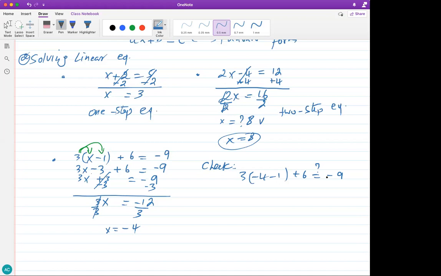All right, so according to the order of operations, where do we start here to simplify? We want to simplify this side here, see if it's equal to -9. What are you going to do? The parentheses first, so we're going to evaluate this first. What's -4 take away 1?